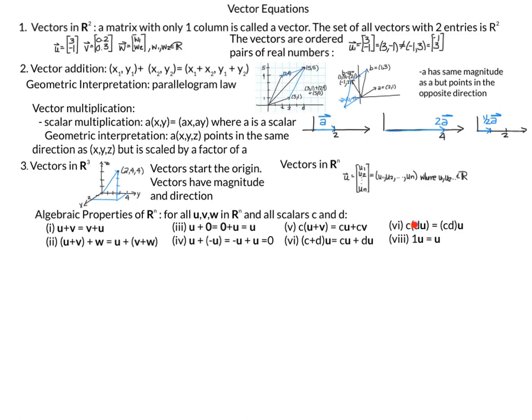Also, if we have two scalars, c and d, we can multiply d times u and then c, or we can multiply the scalars together first and then multiply by u. And last, we have this multiplicative identity, the 1 vector. So 1 times, or this is actually the scalar 1, I'm sorry, 1 times u is equal to u.